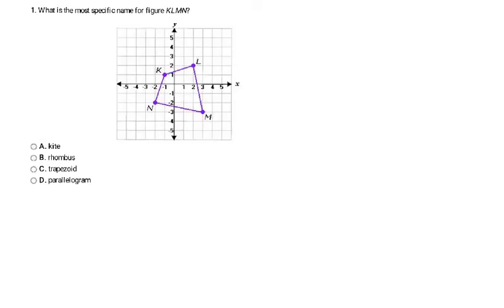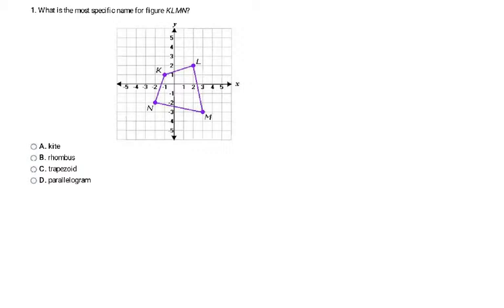This first question plots out some points and connects them in a quadrilateral, and it wants to know what is the most specific name for this. We have kite, rhombus, trapezoid, parallelogram. Looking at it, the answer is most likely going to be a kite. However, if you weren't sure, I want to show you how you could know for sure.